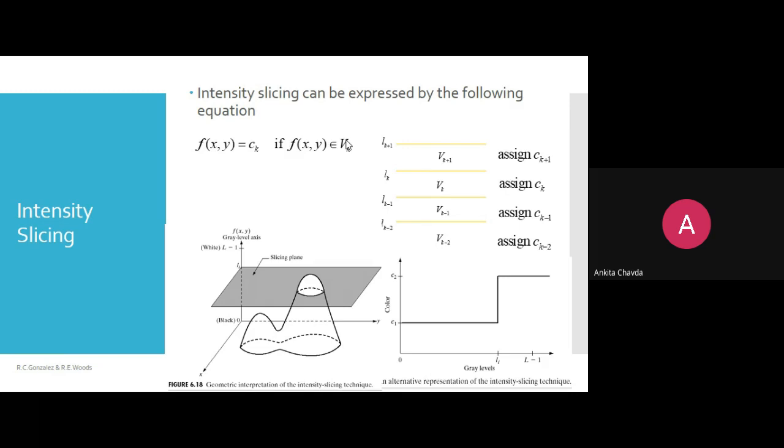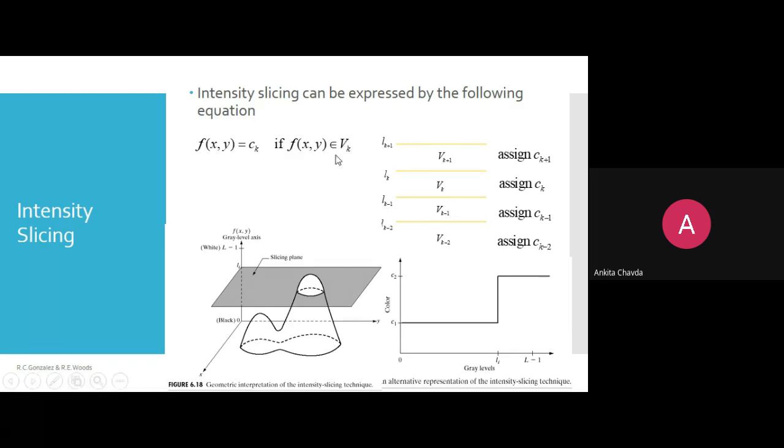So V1 is a set of intensities, V2 is another set of intensities, from 50 to, suppose, 75. So V2 is 50 to 75. Which color do you want to give? C2, another color. Then 76 to 100, another color. Fine? I hope you are getting it. Yes or no?